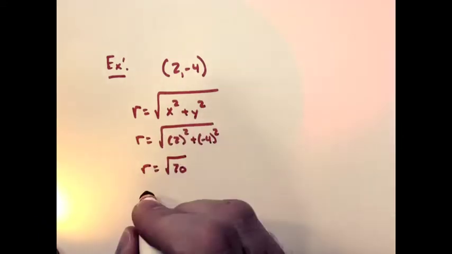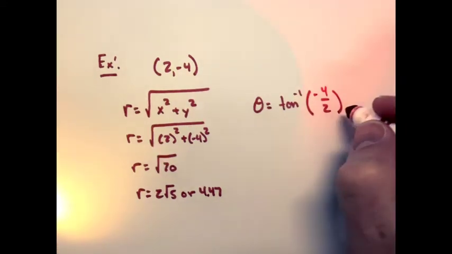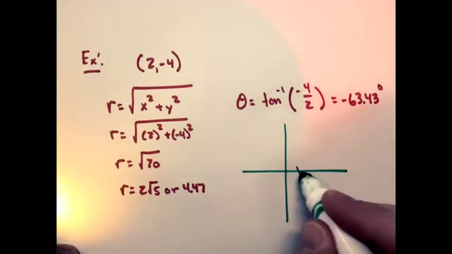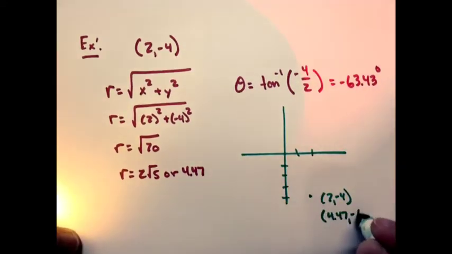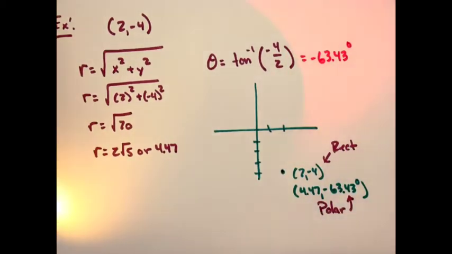(2, -4), that's in rectangular. The radius by the Pythagorean theorem, you can see it. Theta by a little bit of trig. Makes sense, it'd be an angle in the fourth quadrant. And there you go. There's the polar coordinate.